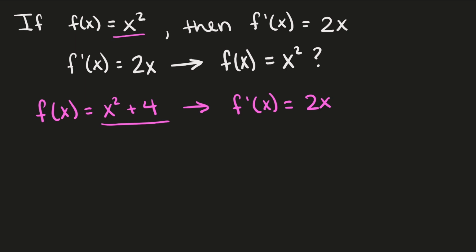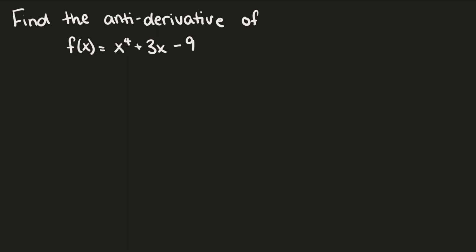So let's take an example. Let's say we need to find the antiderivative of f of x equals x to the fourth plus 3x minus 9. Typically, when we're finding antiderivatives, we'll see our problems written in this form. The integral sign of f of x dx. So we're finding the integral of f of x with respect to x.